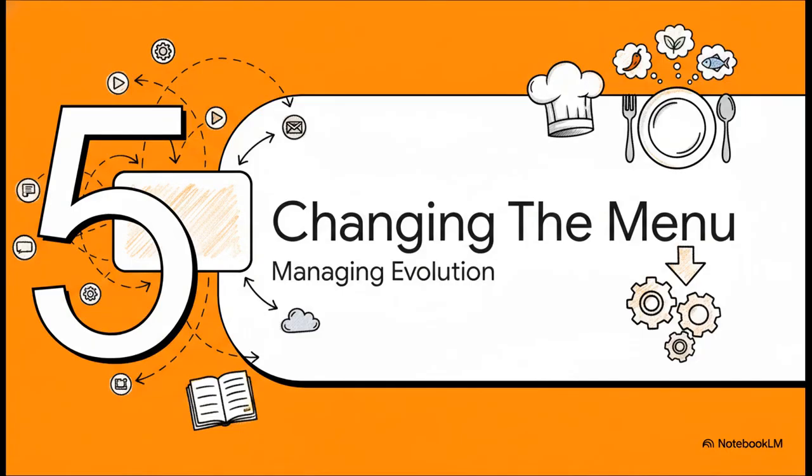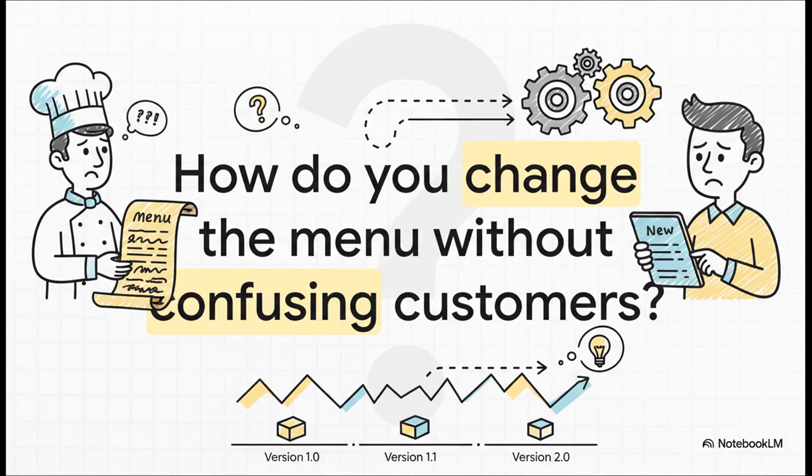But what happens when the business has to evolve? What if the restaurant needs to update its menu? This is a huge challenge. If you suddenly change your API, you could break every single application that depends on it. You just can't change the menu on your loyal customers overnight without any warning. So how do you manage that kind of change gracefully?